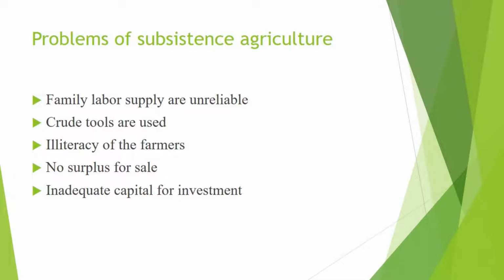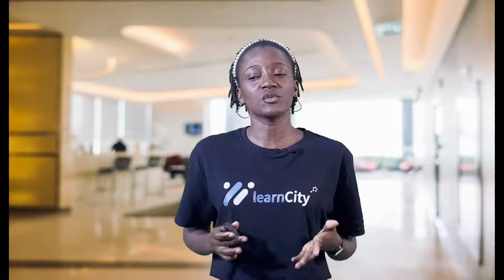The farmer is illiterate, doesn't know more, so he will just rely on his little ability to farm. No surplus for sale is one of the problems of subsistence agriculture. Inadequate capital for investment. They can't invest. A subsistence farmer can't say, I want to invest in one big company. It's not possible. What he does is only for himself and his family, which means he can't do more due to inadequate capital for investment.